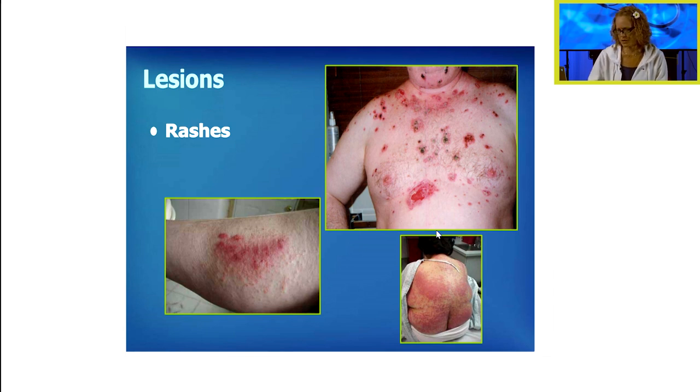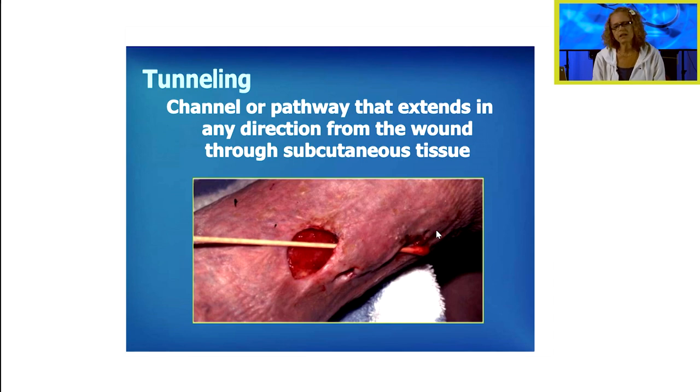And we refer to these as lesions. Tunneling is another important assessment observation that a nurse needs to make if this is present in the wound. And what this means is that there is a channel or pathway that extends in any direction from the wound through the subcutaneous tissue. In this image, you can see that a Q-tip has been pushed from one part of the wound all the way through to another place where the skin has been broken. And you can see that there is some tunneling.